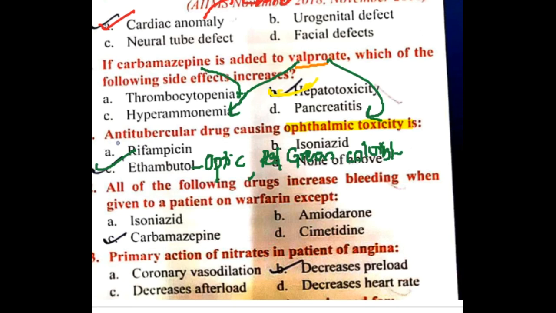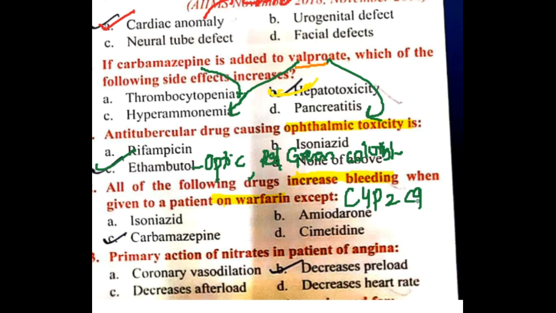Next, all of the following drugs will increase bleeding when given to a patient on warfarin, except. See, warfarin is actually metabolized by CYP2C9. So all those drugs which inhibit this CYP2C9 will cause bleeding with warfarin, since warfarin is metabolized by CYP2C9.